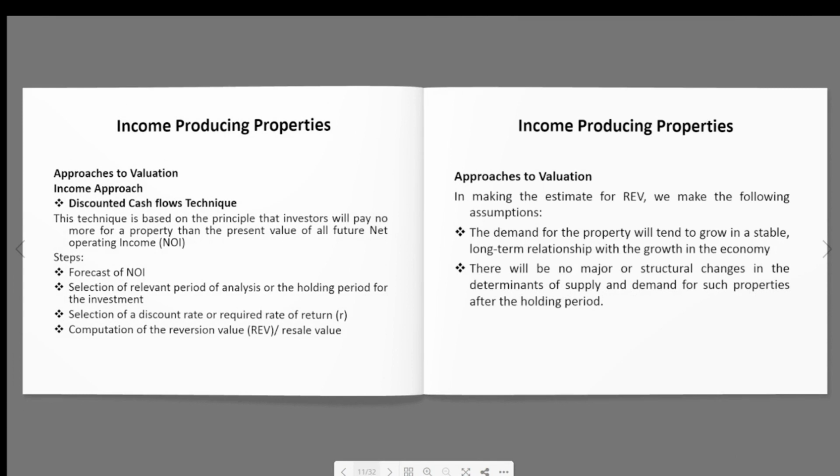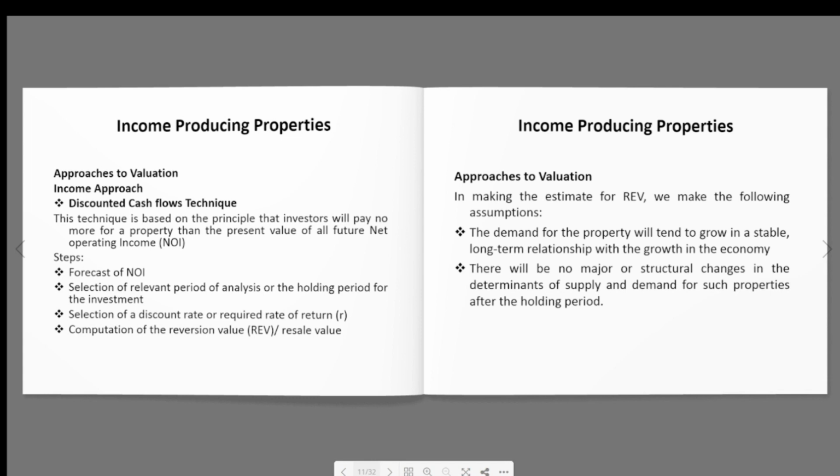Now, let's also look at the discounted cash flows technique. This technique is based on the principle that investors will pay no more for a property than the present value of all future net operating income.